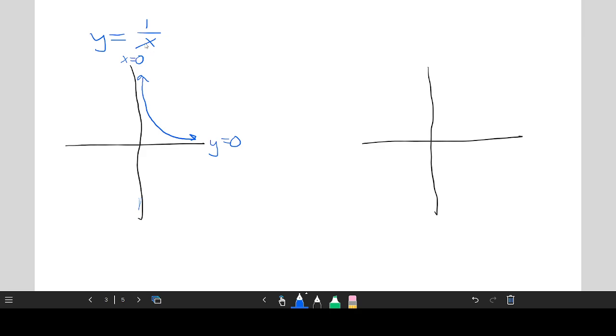And if you substitute a positive value for x, you get a positive y value for this function. So we have this branch in quadrant 1. And then if you substitute a negative x value here, you're going to get a negative y value because you're going to do 1 divided by that x value. So if x is negative, y is negative. So the other branch is in quadrant 3, and it also approaches both of the asymptotes without touching them.